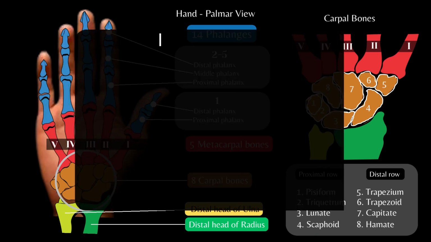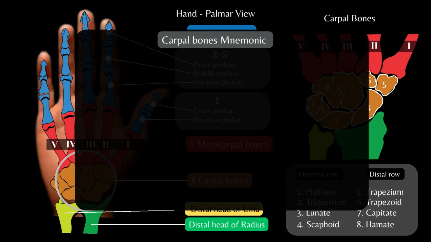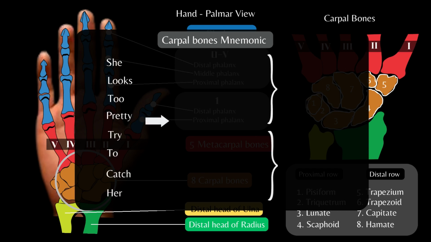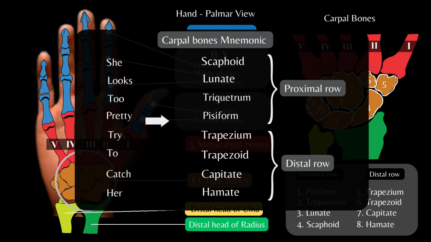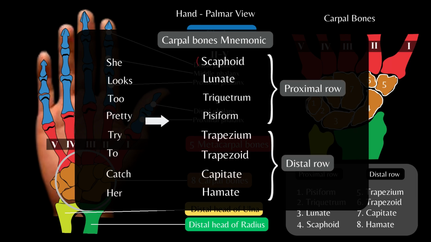An easy way to remember the carpal bones in their correct order is to use the popular mnemonic. She looks too pretty, try to catch her. The letter at the beginning of each word corresponds to the first letter of each bone. Starting with the proximal row, the word she corresponds to the scaphoid. The word looks corresponds to the lunate bone. Too corresponds to the triquetrum bone, and pretty corresponds to the pisiform bone.